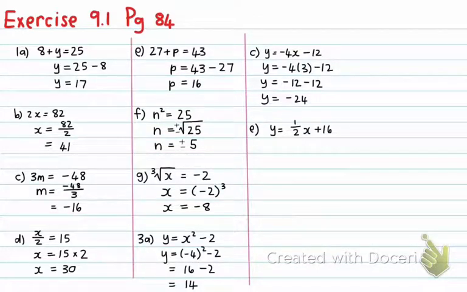And then the last one, we have y is equal to a half x plus 16, and we have to calculate the value of y if x is equal to negative 24. So that's why I'm going to replace the x with brackets, and I'm going to substitute the x with a negative 24 and keep the rest of your equation. Now, a half times negative 24 is going to give me negative 12, plus 16 will give me an answer of a positive 4.